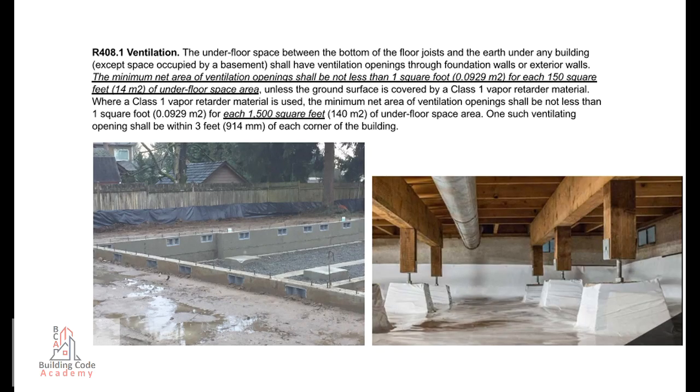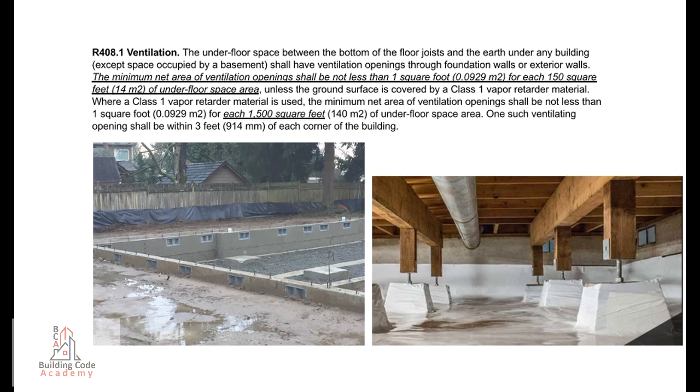R408.1 Ventilation. The underfloor space between the bottom of the floor joists and the earth under any building except space occupied by a basement shall have ventilation openings through foundation walls or exterior walls. The minimum net area of ventilation openings shall be not less than 1 square foot, 0.0929 square meters, for each 150 square feet, 14 square meters, of underfloor space area, unless the ground surface is covered by a Class 1 vapor retarder material.